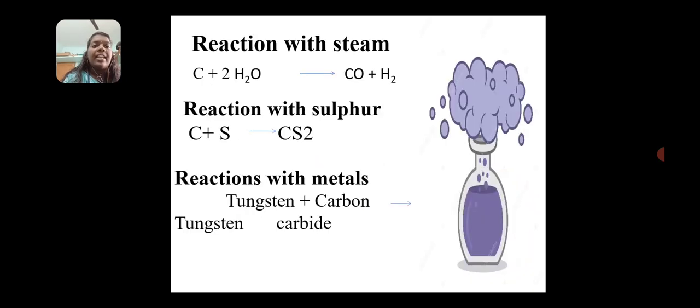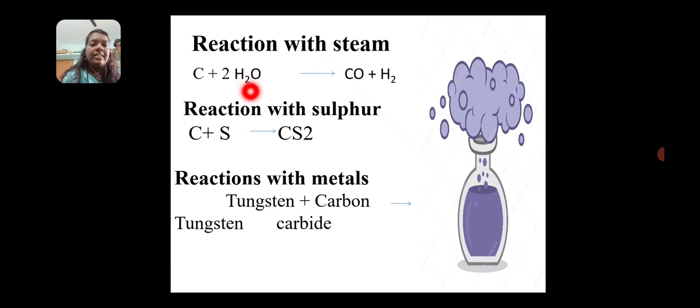Next, reaction with steam. Steam means vaporized water. In this, carbon reacts with steam and produces CO, which is carbon monoxide, and hydrogen is liberated. This mixture of CO and H2 is called water gas. So in the reaction with steam, carbon produces water gas.